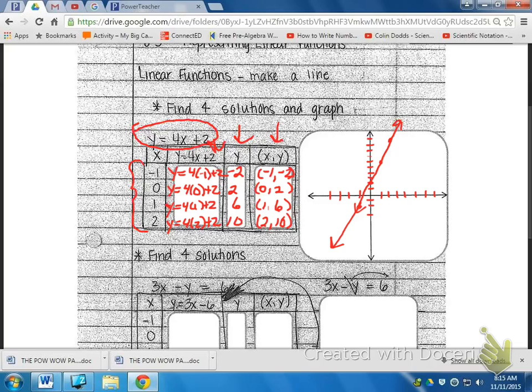That's kind of a basic problem, kind of your average problem right there. They're going to give it to you in the form of y equals. You plug it in there, use -1, 0, 1, 2, find your ordered pairs and plot the points. Questions about that?